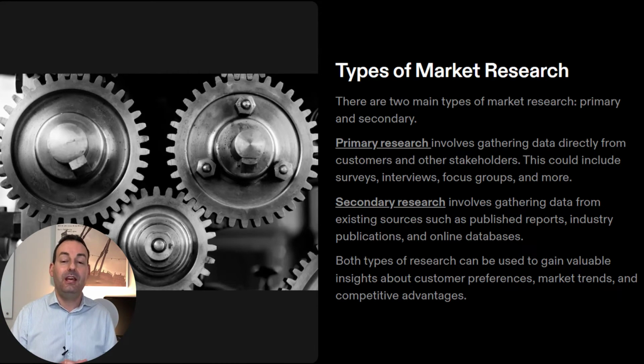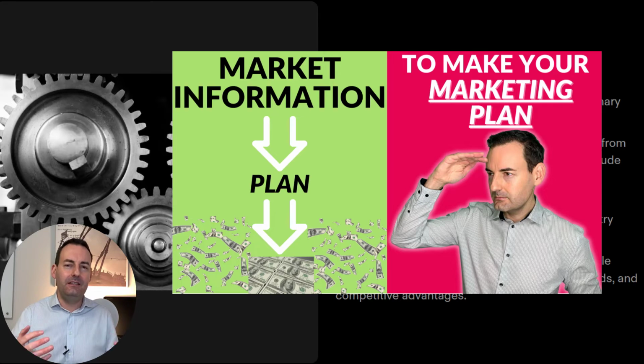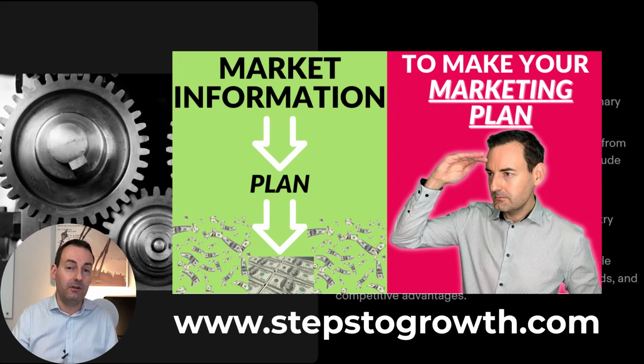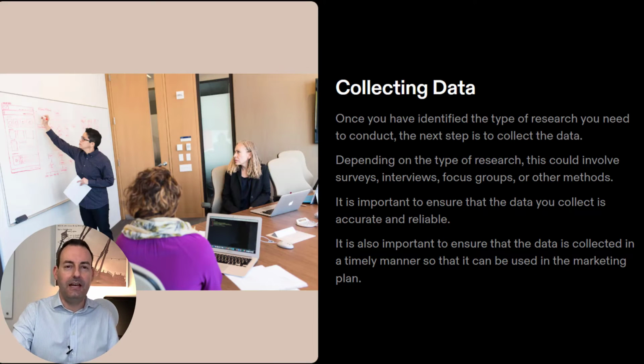So both types of research can be used to gain valuable insights about what you're trying to find out about, which is customer preferences, market trends, and competitive advantages. And in terms of secondary research, I've done another video, I'll put the link in below, which was all about how you find these sources of market information. There's a lot of free and accessible, relatively cheap market information where you can get your secondary research done. And I did a whole other video, and I've done a whole module, which you can also find on my website at stepstogrowth.com, about how you can find all this market information in a structured way to get your secondary research done faster. So if that's of interest, check it out.